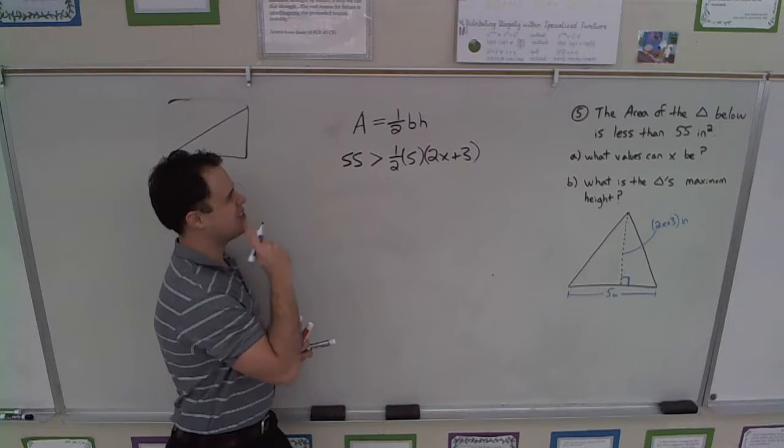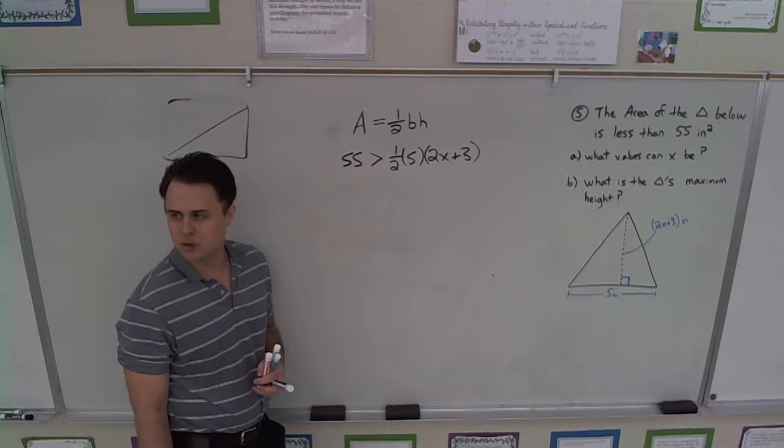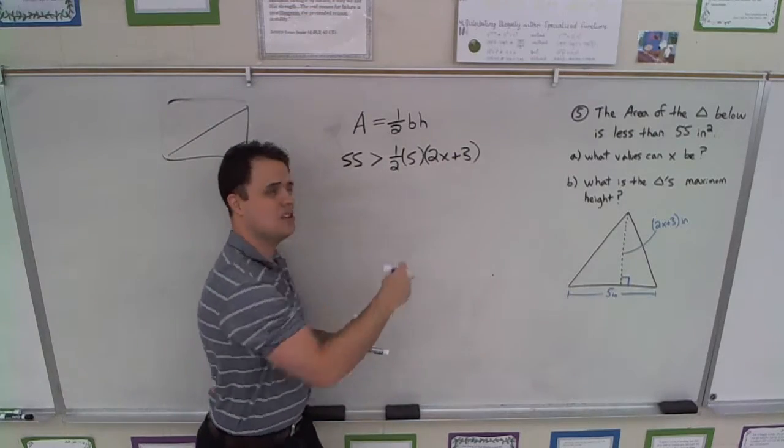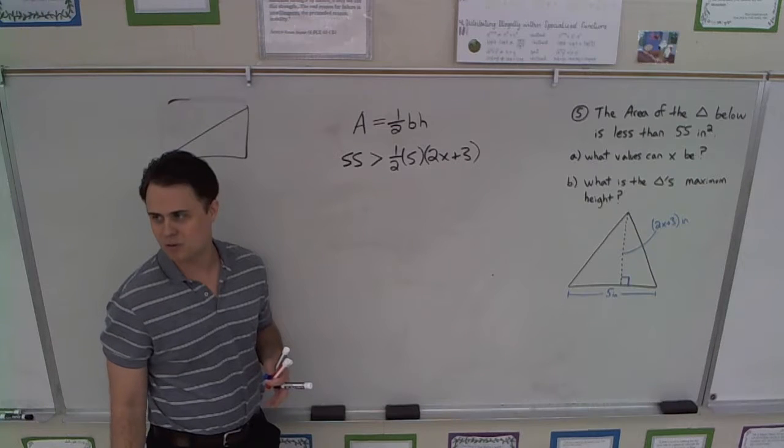So I want x by itself. There's some weird looking stuff over here. Somebody tell me what I could do to get rid of something first. You could, by the way, distribute this. You could distribute it, but there's a better way. Just get rid of 1/2. How do you get rid of 1/2?